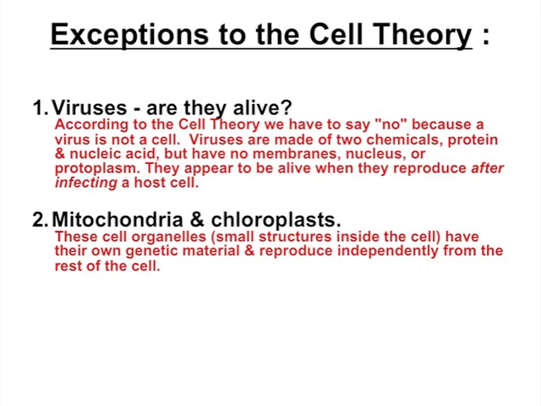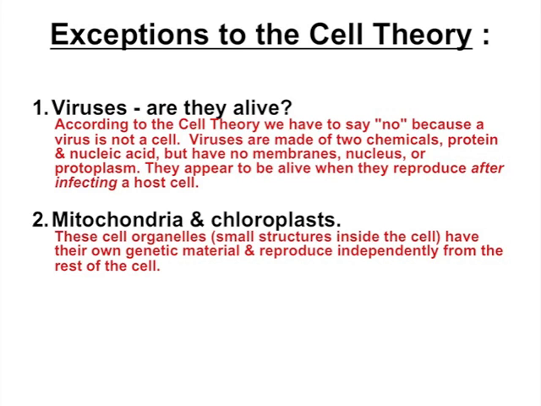So we said back in the cell theory that cells were the basic units of structure and function, but yet mitochondria and chloroplasts sort of act like living things, and they're even smaller than cells themselves. So again, kind of a gray area there.